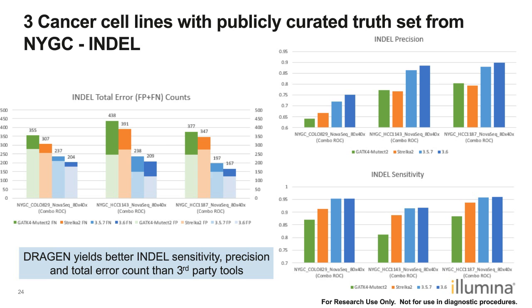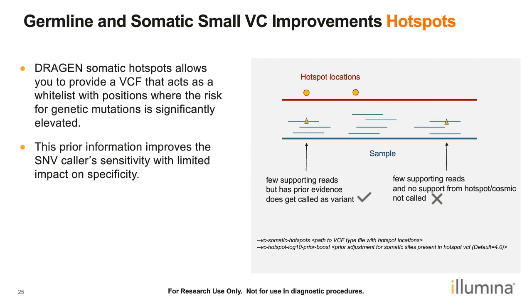Okay. And then here is just a note on the option to have a somatic hotspot VCF file. So again, this is a hotspot VCF file that has prior information regarding the positions or the risk of genetic mutations that you might be interested in, and then that helps with the SNP caller sensitivity, and with almost no impact really to the specificity. So this is an option that is available in this release, and if you see at the bottom here, we show you the command line options, which says the VC somatic hotspots, where you can input a VCF file.